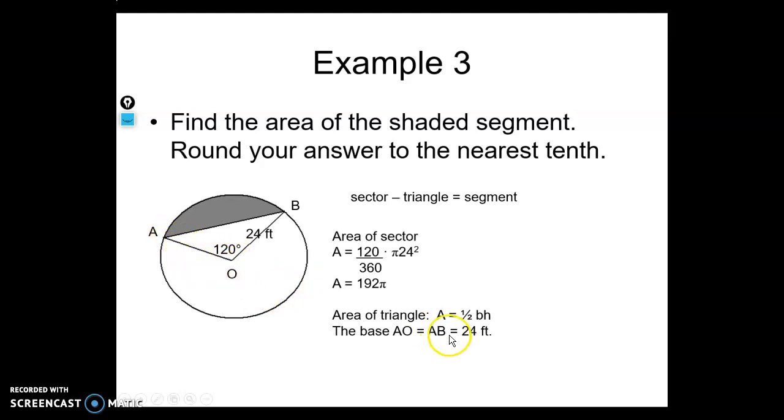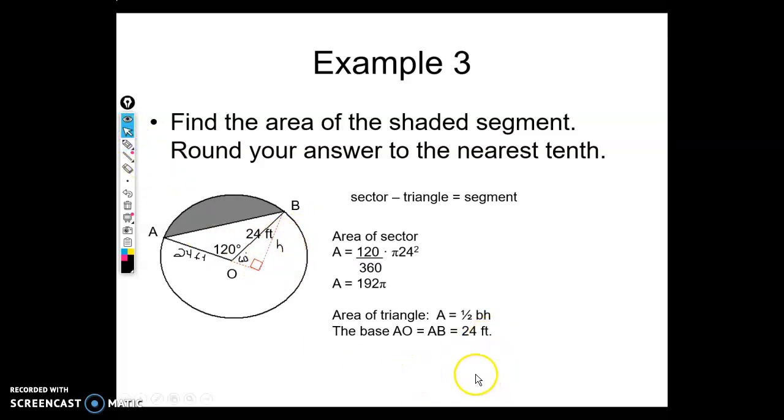We could call that the base of our triangle. We need to figure out the height of our triangle. The height of a triangle is always perpendicular to the base. So this is the height of the triangle right here. We know that the base is 24. Now we have to think, what type of triangle is this to determine our height? Well, if this is 120 degrees here, that means this has to be 60, because there's 180 in a straight line. So we can figure out our height because we have a 30, 60, 90 triangle.